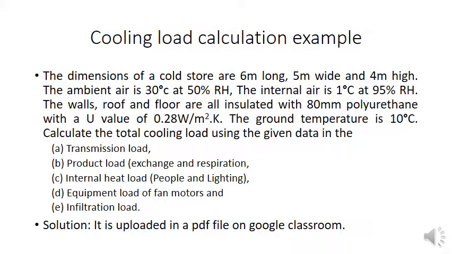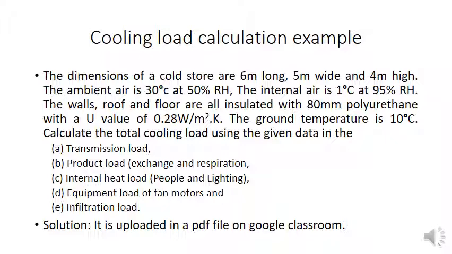In this typical example of cooling load calculation, one example is going to be discussed which considers almost all types of heating and cooling load calculations. In that example, a cold store of 6 meter length, 5 meter width and 4 meter height has been considered. The ambient air condition is 30 degrees centigrade and 50% relative humidity, and the internal air is at 1 degree centigrade and 95% relative humidity. The wall, roof and floor are all insulated, and the overall heat transfer coefficient is given. Ground temperature is also given.